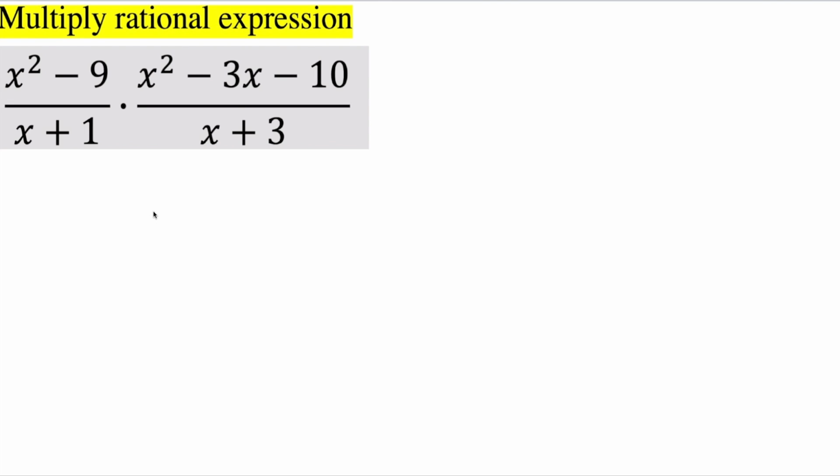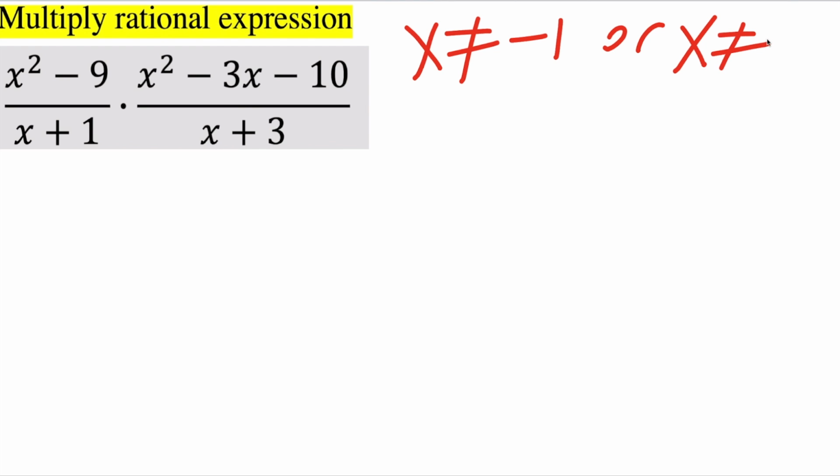So we have to state our restrictions. And we know we can't divide by 0. So if x is -1, we're dividing by 0. So our very first step is to say x does not equal -1. Again, you can't divide by 0. So if x is -3, you get a 0 in the denominator, and you can't have that. So x does not equal -3.